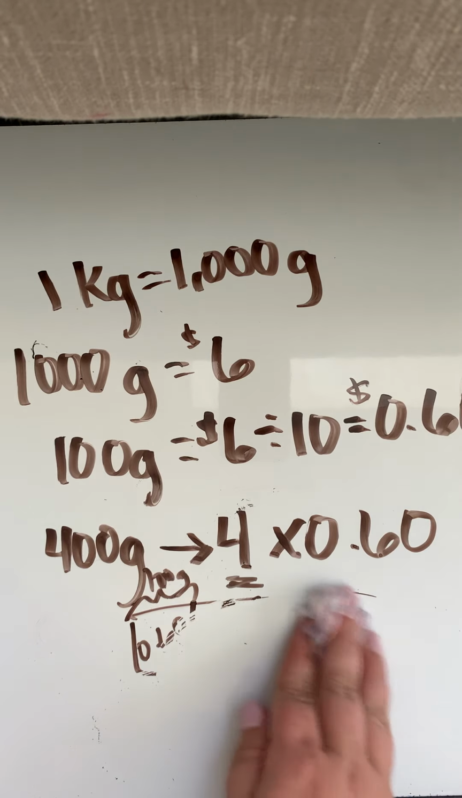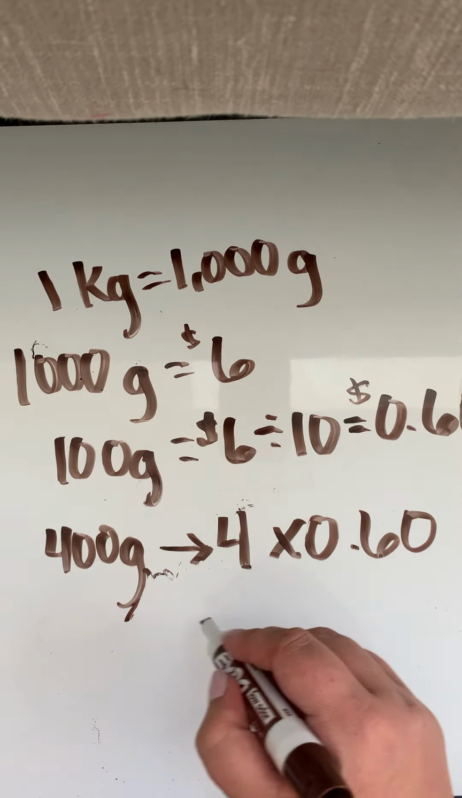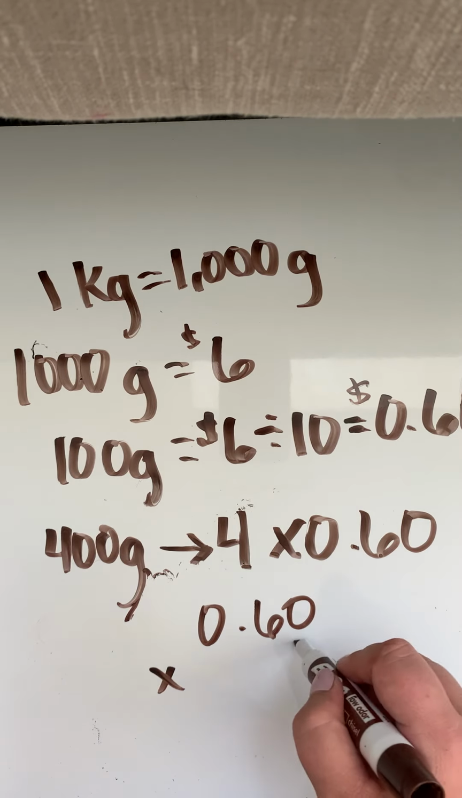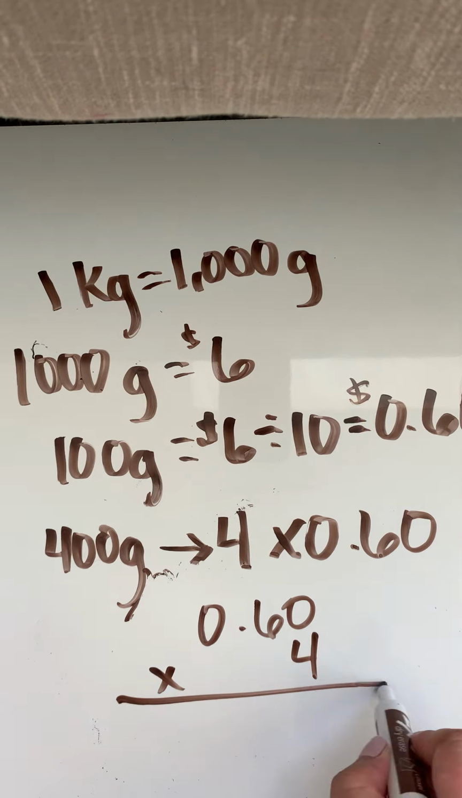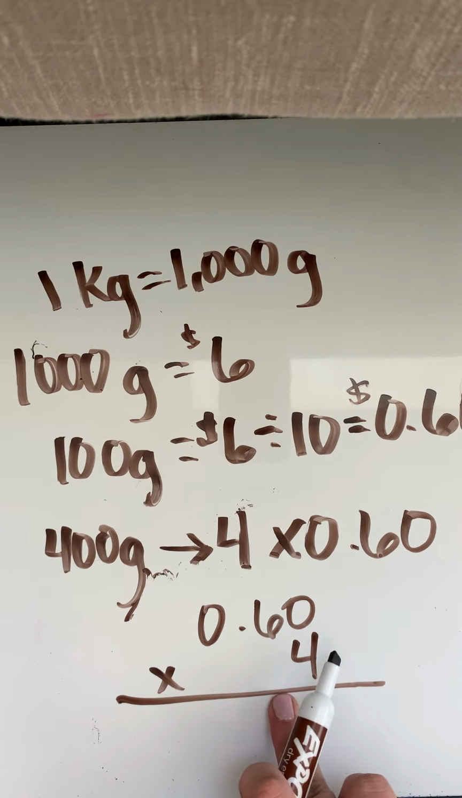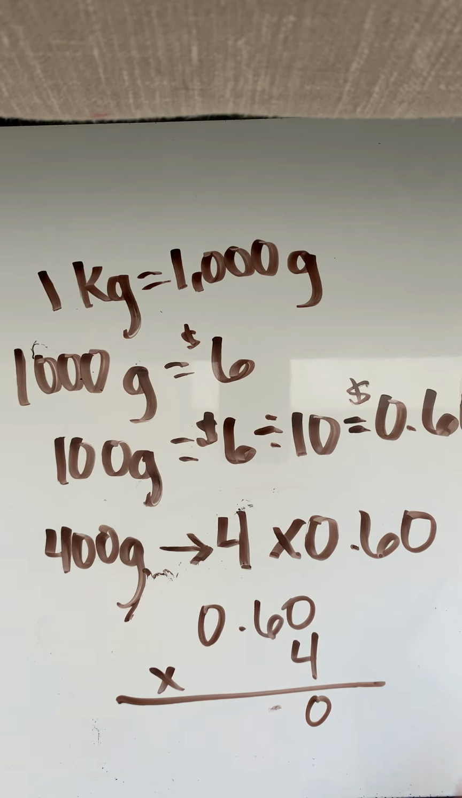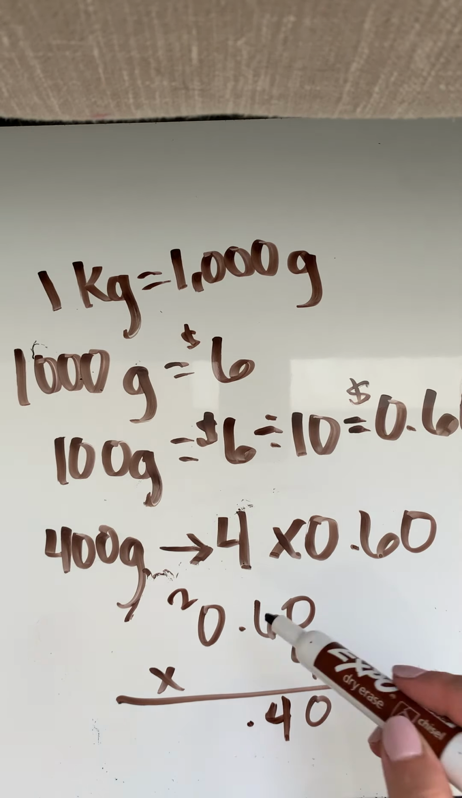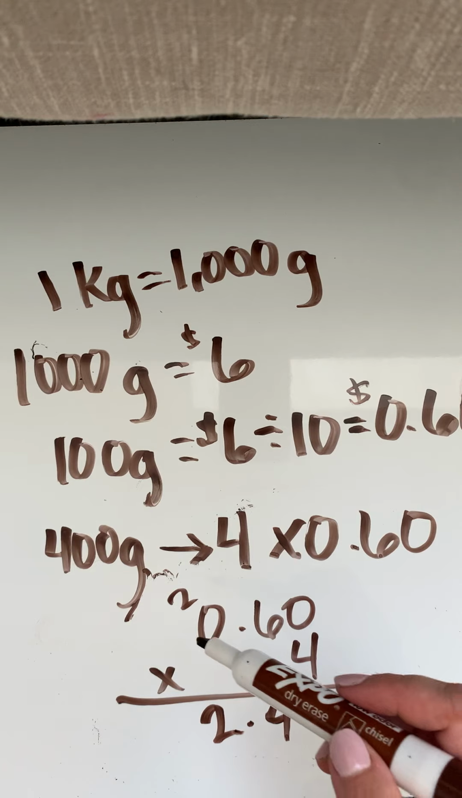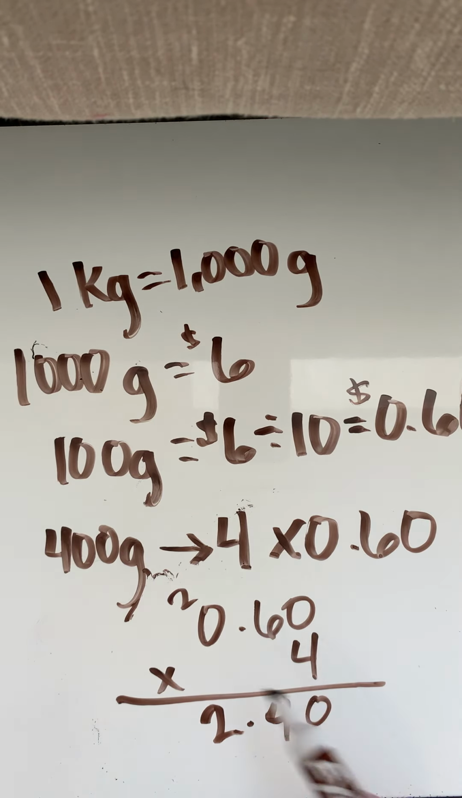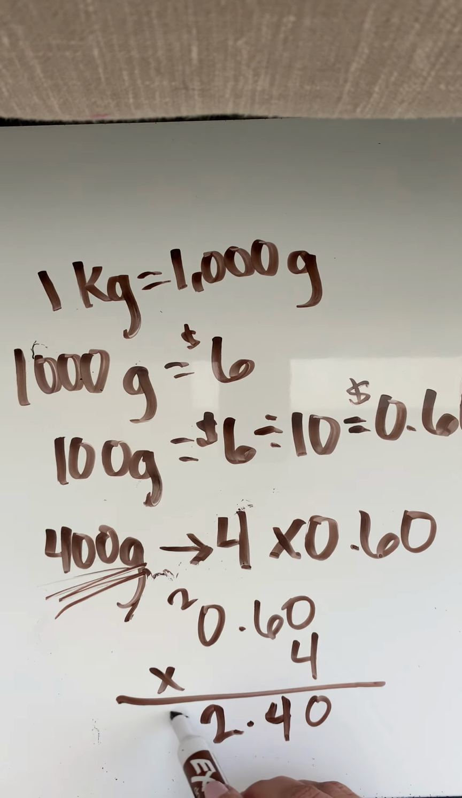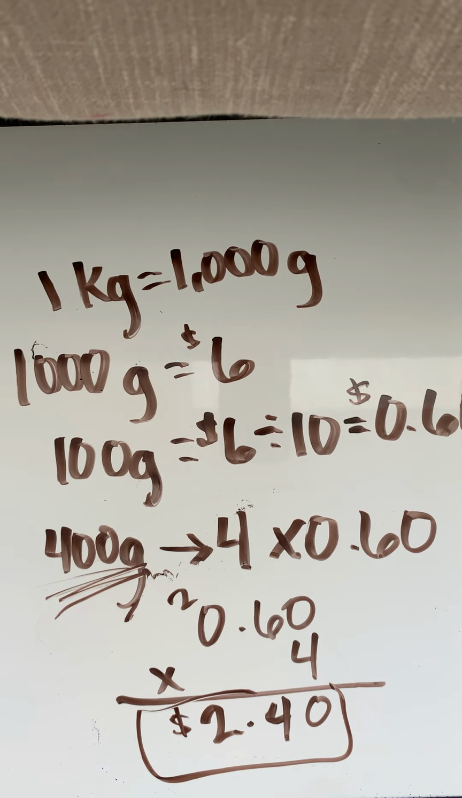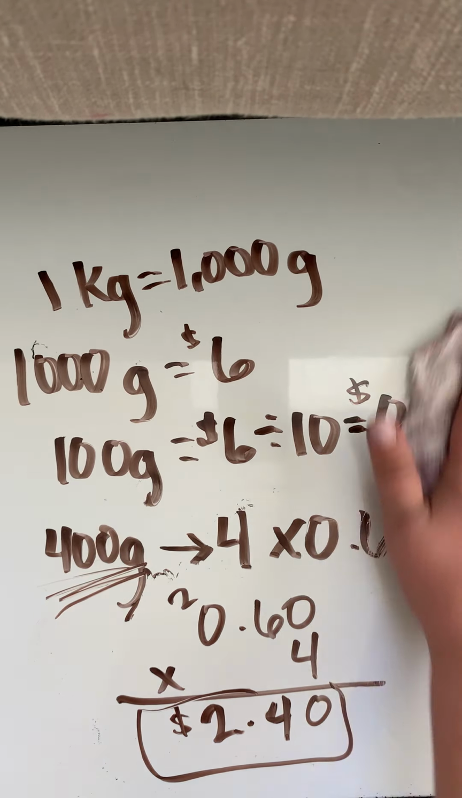Okay, let's go ahead and multiply those together now. 0.60 times 4. All right, it's going to get me to 0. 6 times 4. We've got 24. Bring down my decimal. That's 0, so then my 2's there. So the cost of 400 grams of flour is how much, guys? $2.40. Excellent job.